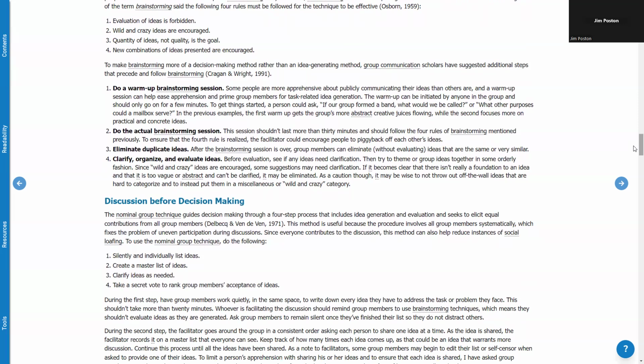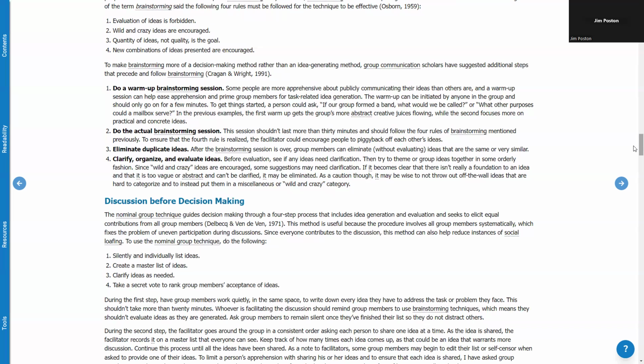To get things started, the person could ask, if our group formed a band, what would we be called? What other purposes could a mailbox serve? In the previous examples, the first warm-up gets the group's more abstract creative juices flowing, while the second focuses more on practical and concrete ideas.